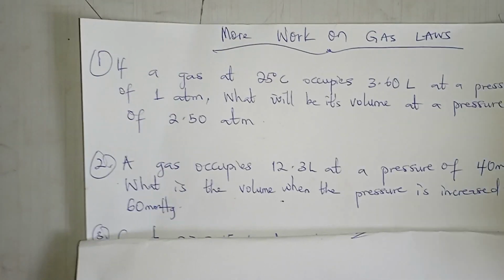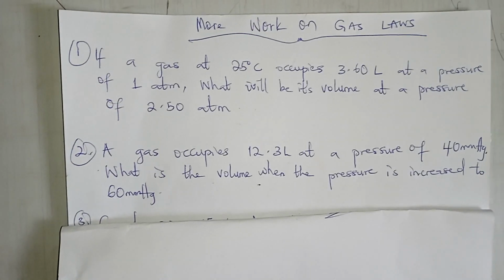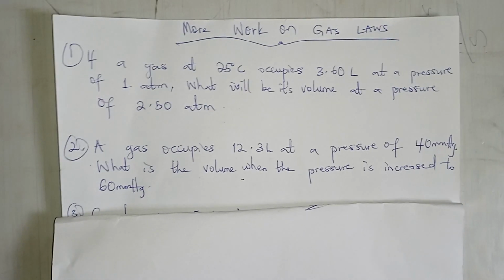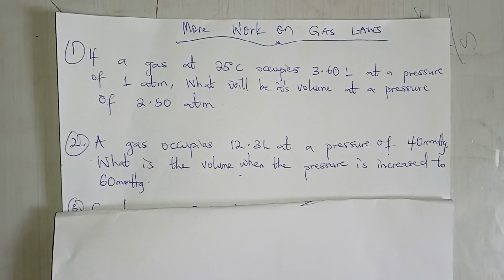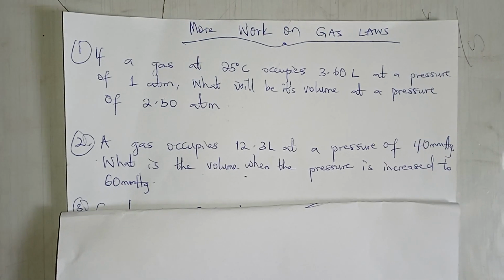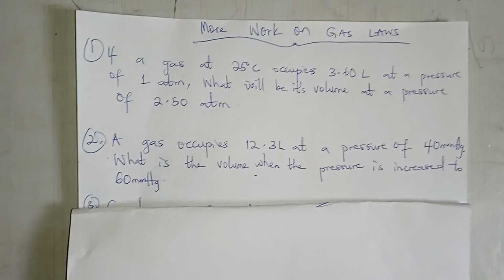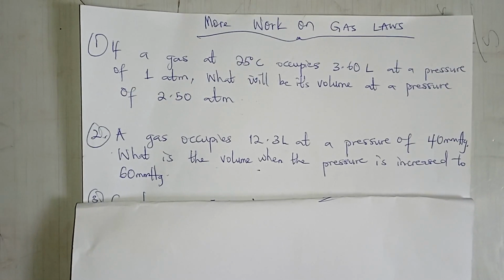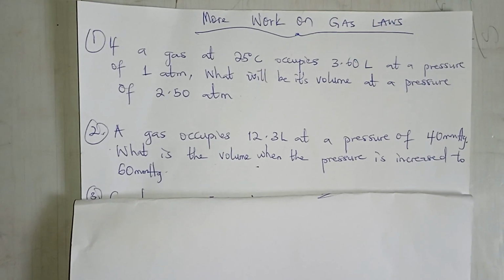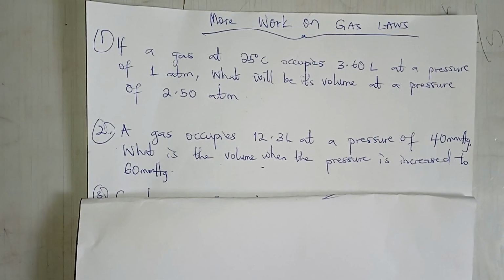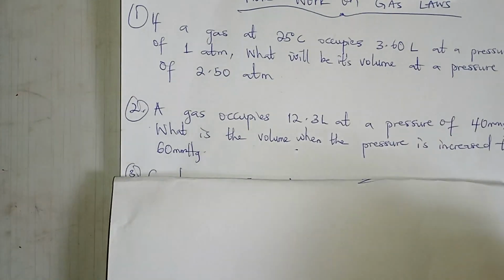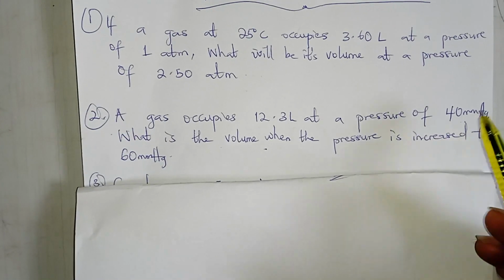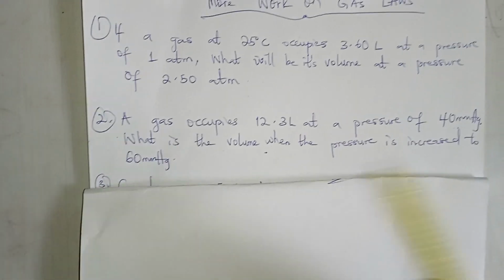Now the second question says a gas occupies 12.3 liter at a pressure of 40 millimeter mercury. What is the volume when the pressure is increased to 60 millimeter mercury? If you watched my previous video, you know that at STP, millimeter mercury is 760. So if I want to convert 40 millimeter to atm, I can say 40 divided by 760. But since I have this in millimeter mercury and I have the second one in millimeter mercury, there's no reason converting.